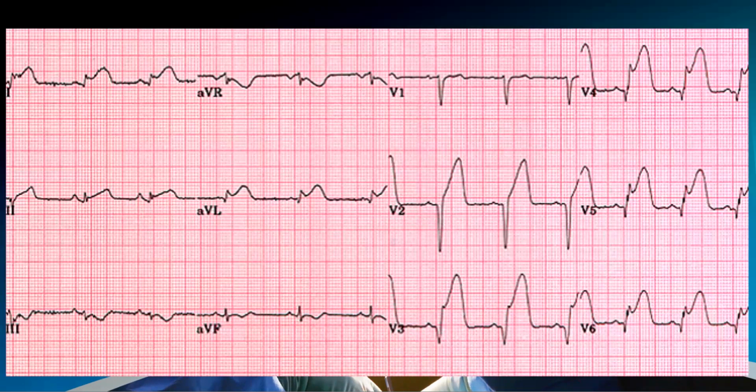What about this one? Now your turn. What do you think this patient is having? What type of MI?